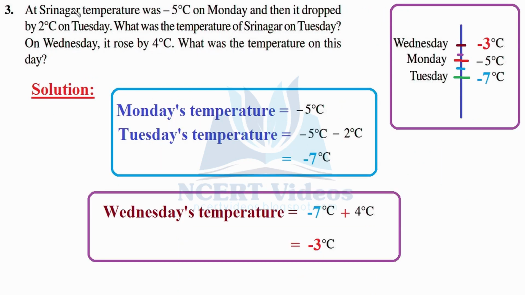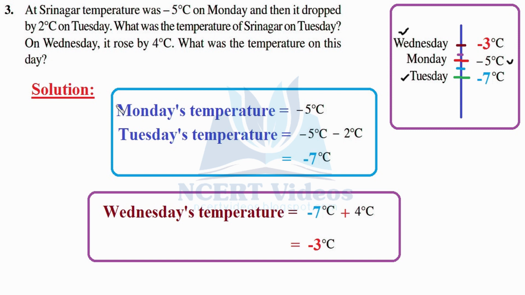Third, at Srinagar, the temperature was -5 degrees Celsius on Monday. As you can see here, on Monday we have depicted on this vertical line -5 degrees Celsius and then it dropped by 2 degrees Celsius on Tuesday. You can see here, a reduction of 2 degrees leads to -7 degrees Celsius. It means the temperature becomes colder. Now, what was the temperature of Srinagar on Tuesday? On Wednesday, it rose by 4 degrees Celsius. Then came Wednesday and it rose by 4 degrees Celsius. Now, what was the temperature on this day?